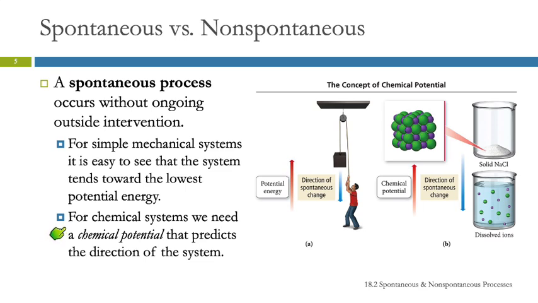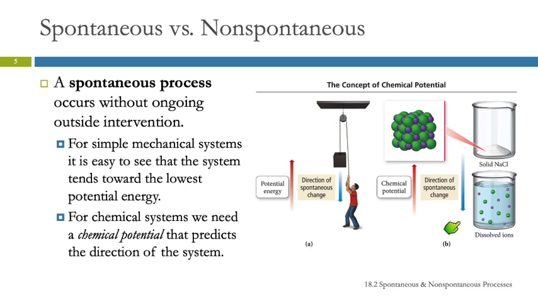In chemical systems, we need the equivalent of potential energy, which we refer to as chemical potential, to predict what direction the system is going to go in. So if we look at solid sodium chloride here, and we put it in water, is this going to dissolve spontaneously, or is it not going to dissolve spontaneously? Well, we know from practical experience that it will dissolve. If you stir it, it'll happen faster, but even if you don't stir it, it's going to happen, right?